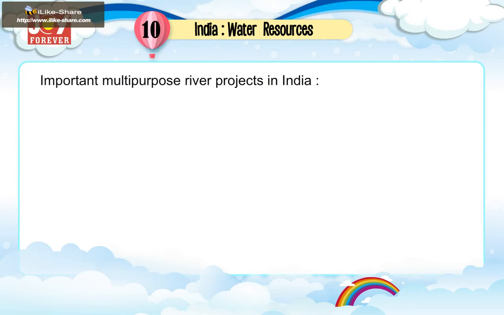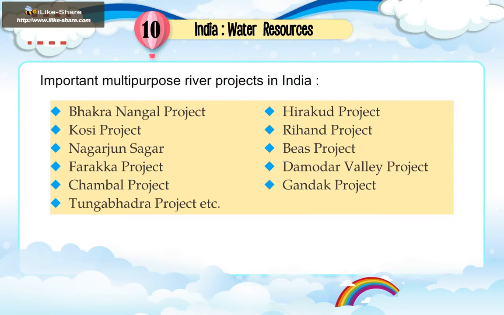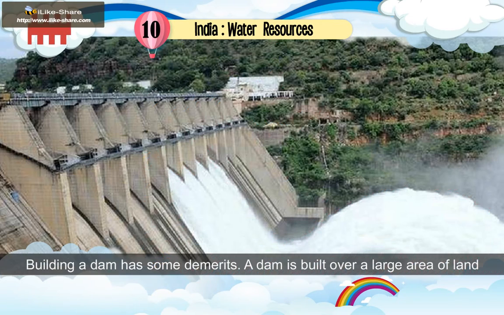Important multi-purpose river projects in India: Bhakra Nangal project, Hirakud project, Kosi project, Rihand project, Nagarjun Sagar, Byas project, Farakka project, Damodar Valley project, Chambal project, Gandak project, Tungabhadra project, etc.